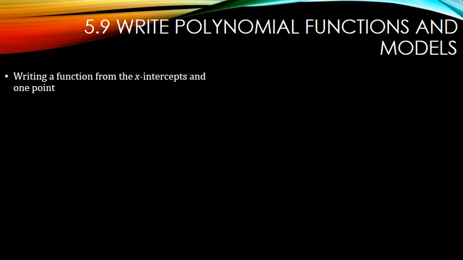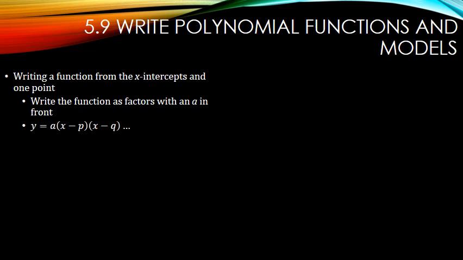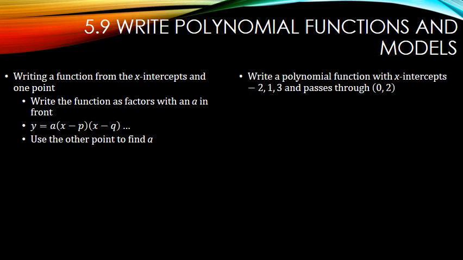If you have the x-intercepts and one point, we could write the function as factors with an a in the front, such as this, where p and q are the x-intercepts. And of course, if there are more x-intercepts, you just continue putting more factors. Use your other point, plug it in for x and y, and you can solve for a.